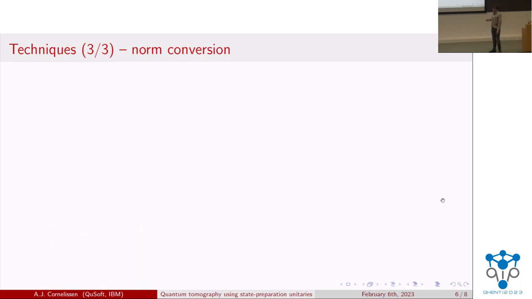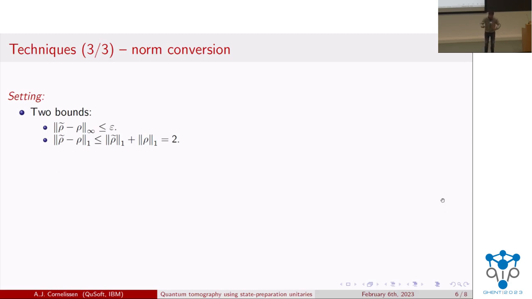The last idea is a norm conversion, which is the following. What we have done now is design an algorithm which can estimate our density matrix up to operator norm epsilon. But we also know that both of these things, the density matrix we are estimating and our estimate itself, have trace norm at most 1. So the Schatten 1 norm of the difference will, by the triangle inequality, be at most 2.